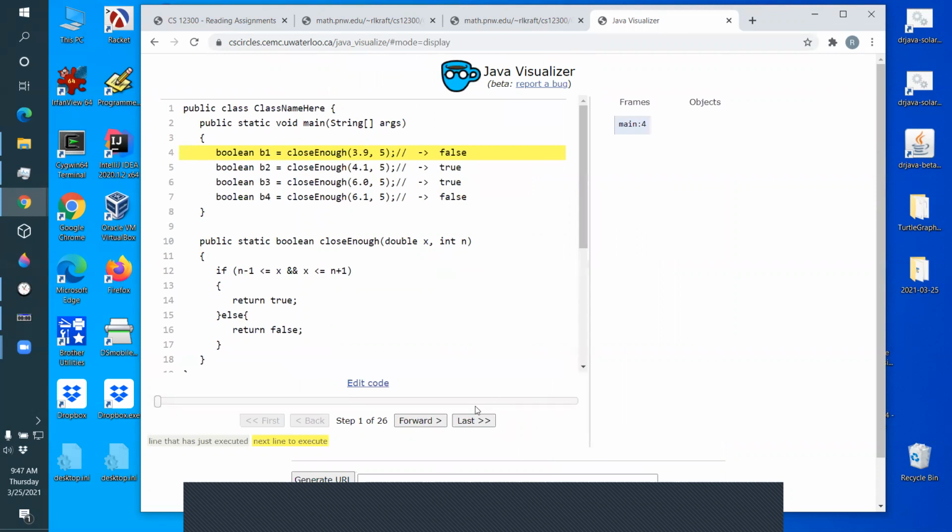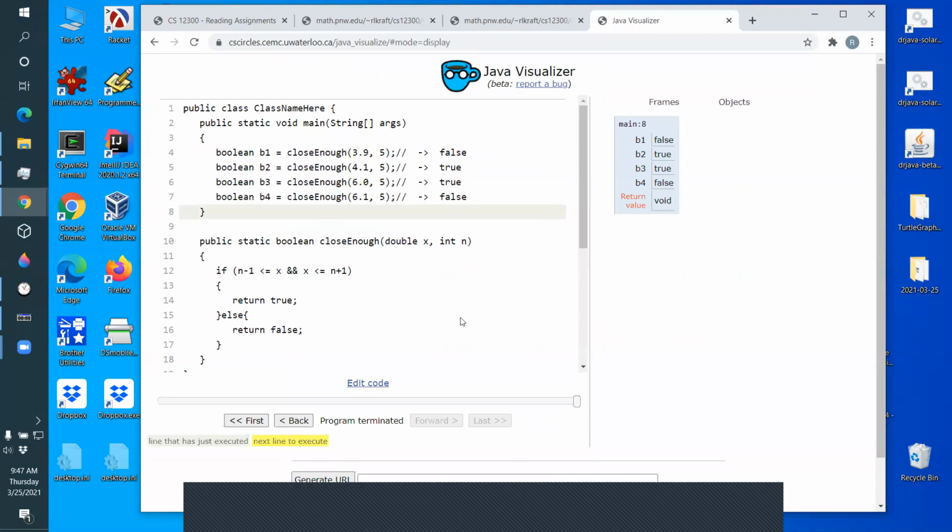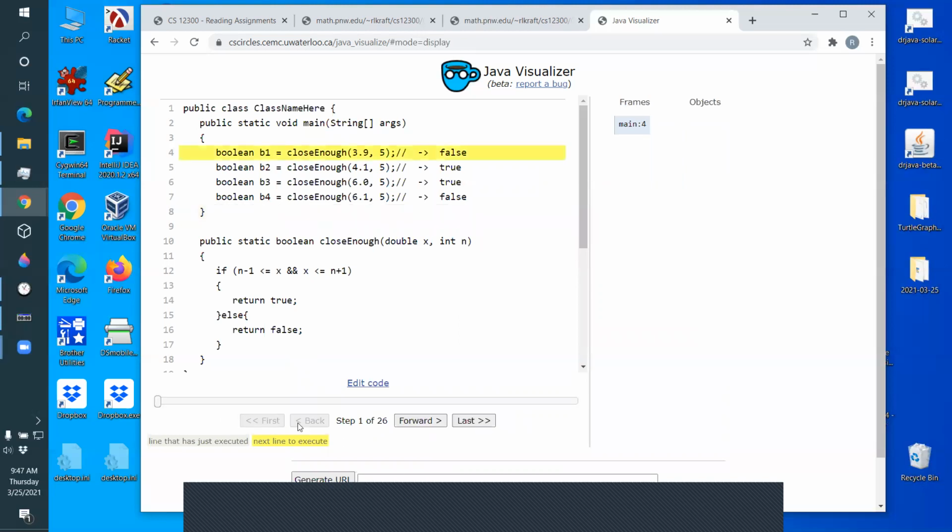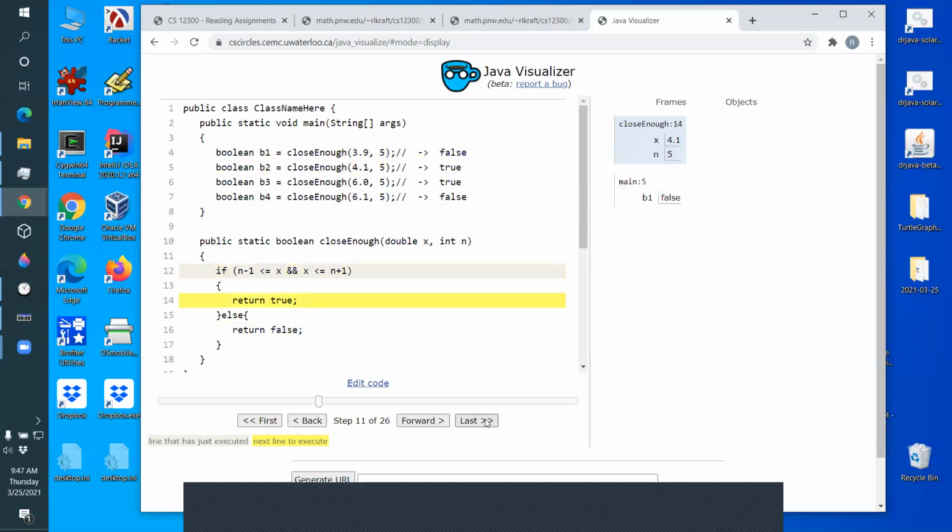Okay, let me just go to the end. Okay, false, true, true, false. So I got the little table I wanted. False, true, true, false. Okay, if I want, I can actually watch it run, by stepping through it. But I don't need to. I can just see at the end.